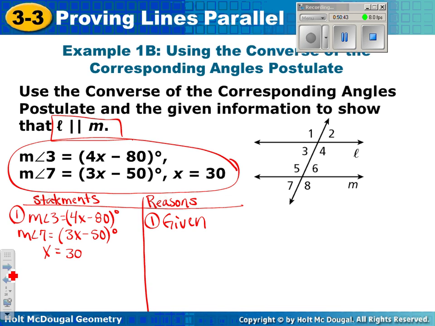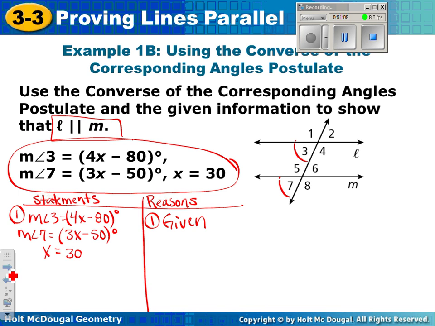Okay, go to your picture and figure out what kind of angles 3 and 7 are. What kind of angles are they? Corresponding. So what should be true about them? The angles need to be congruent to each other in order for the lines to be parallel, right? So our job is to prove that these two angles are equal to each other.